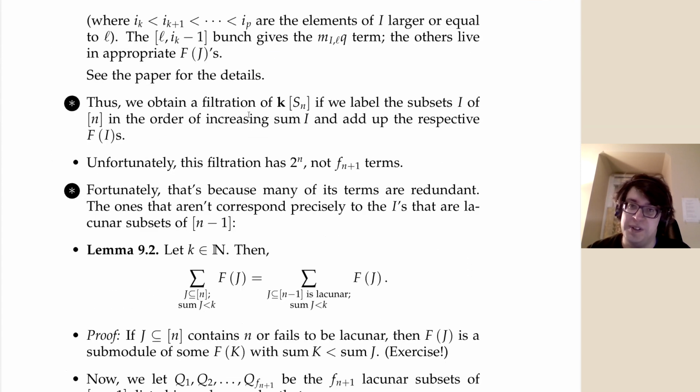So as I said, you get a filtration labeled by subsets. You have to pick a reasonable ordering on the subsets, but the filtration has too many terms. Fortunately, it turns out that every term corresponding to a subset that is not a lacunar subset of n-1 is actually redundant.